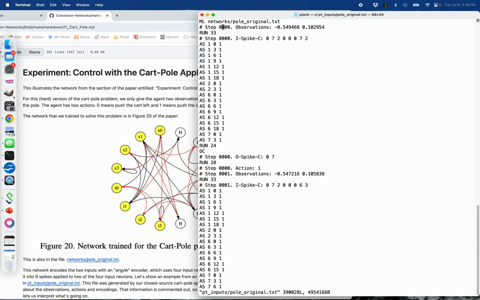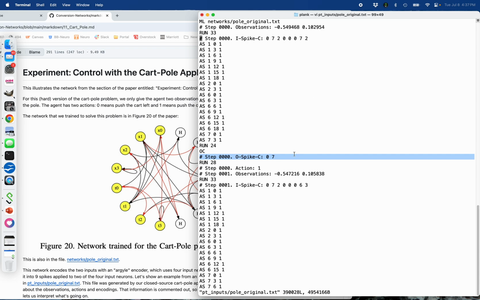It will print out what the observations are and then how that is turned into input spike counts. So what we have here is there are the 4 neurons for X, there are the 4 neurons for theta, and as promised, there are 9 spikes into each of those. Okay, and then you'll notice our action is we push the cart to the right. Here's our output spike. We applied the input spikes and ran it for 24 time steps. Here's our output spike count: 0 on L, 7 on R, so the action is push the cart to the right.